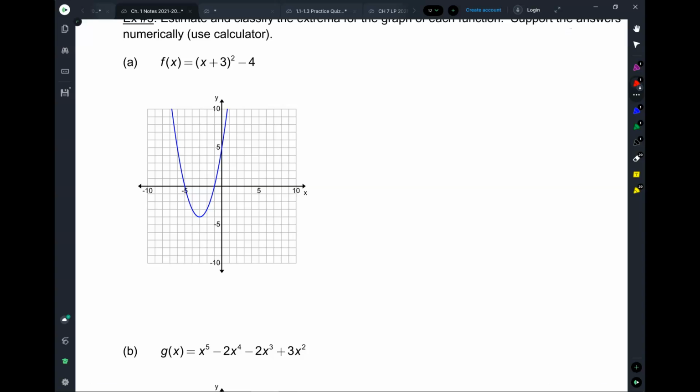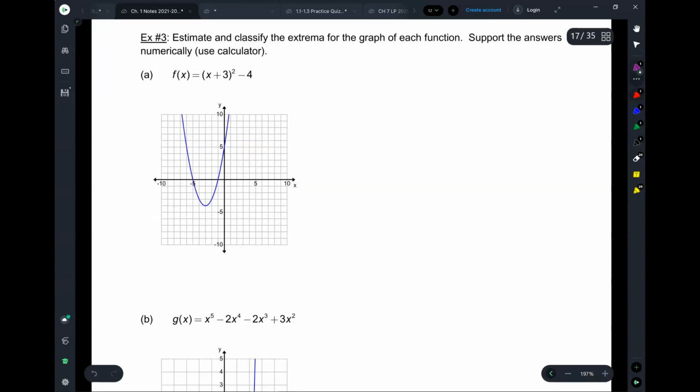All right, let's take a look at this one. Here we only have a minimum here, and because it's the lowest point that the graph reaches, it's an absolute minimum. And this is at x equals -3 and y equals -4. Okay.